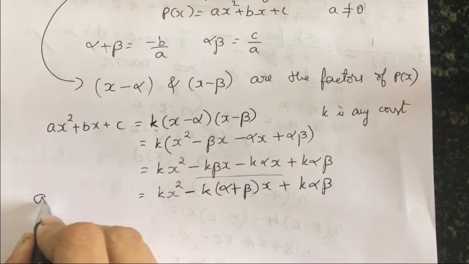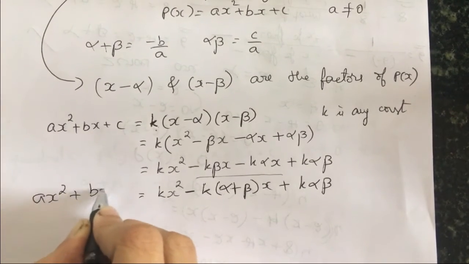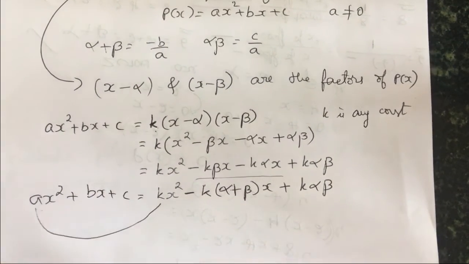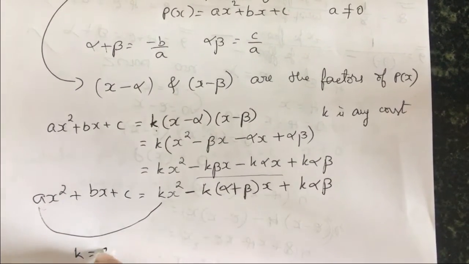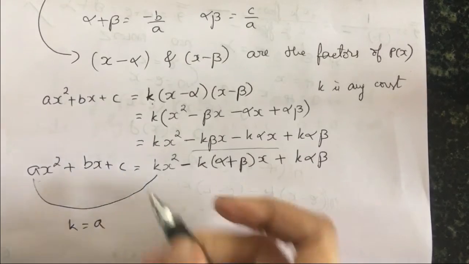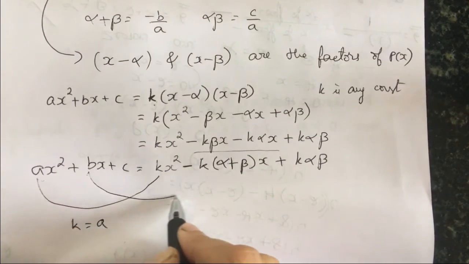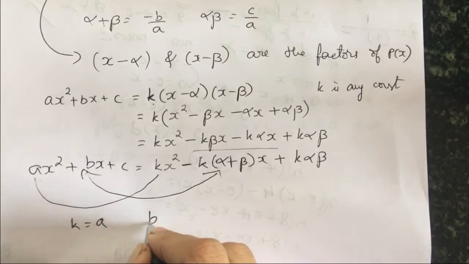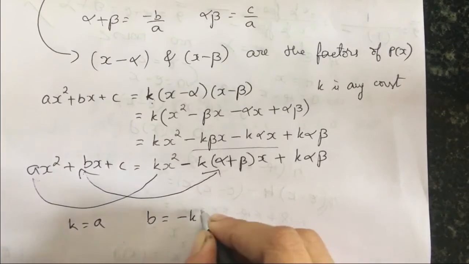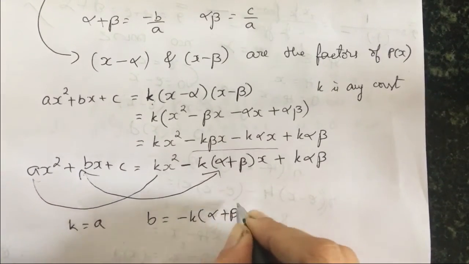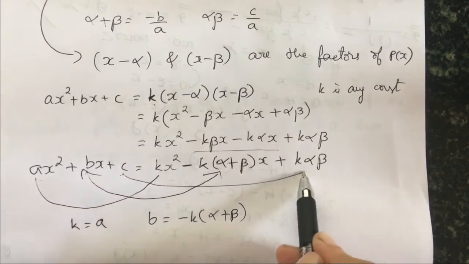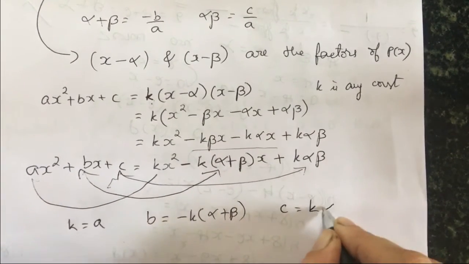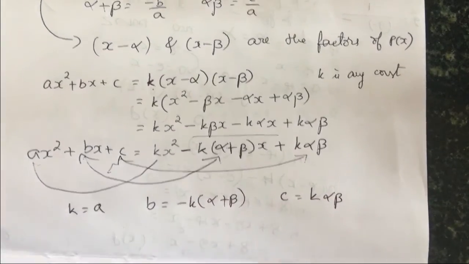Now you compare this equation with the left hand side equation. K equal to A from these two, right? Now B equal to minus K into alpha plus beta, and you compare with the constant term. This says C equal to K alpha beta, right?